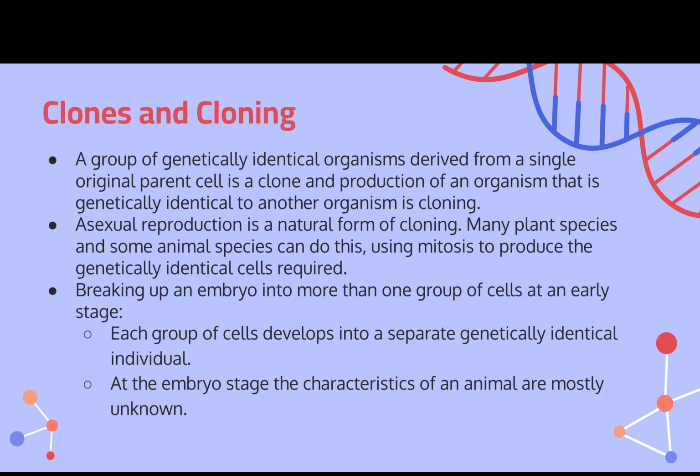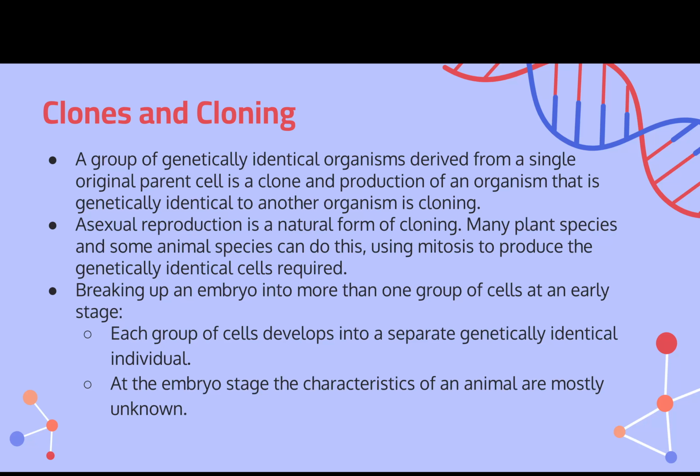They just do mitosis. They produce genetically identical cells to create whole new cells of their own, and basically any single-celled organism does cloning usually, but some animal species can also do it. Many plant species can also do it. Breaking up an embryo into more than one group of cells at an early stage would mean that each group of cells develops into a separate genetically identical individual.